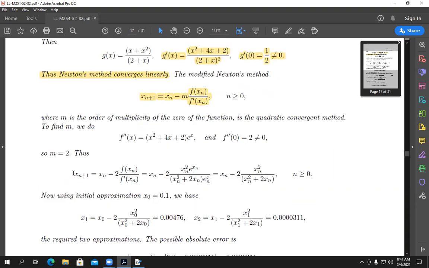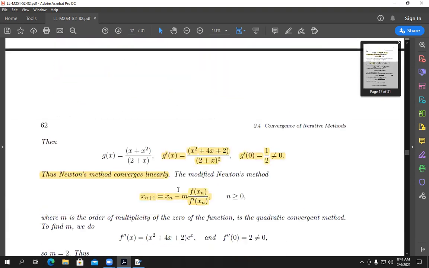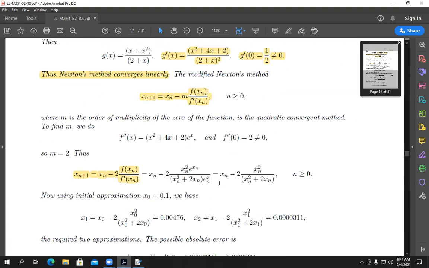Then you have here the modified formula: x n minus 2 f over f dash. We already know what f is. This is f, this is f dash, and then you can put the values here. This is the quadratic convergent method, the best method we have here. Now we have to use this formula to find the second approximation. When you use the initial approximation, you have the first approximation as this one, and then you use it a second time and you have this.